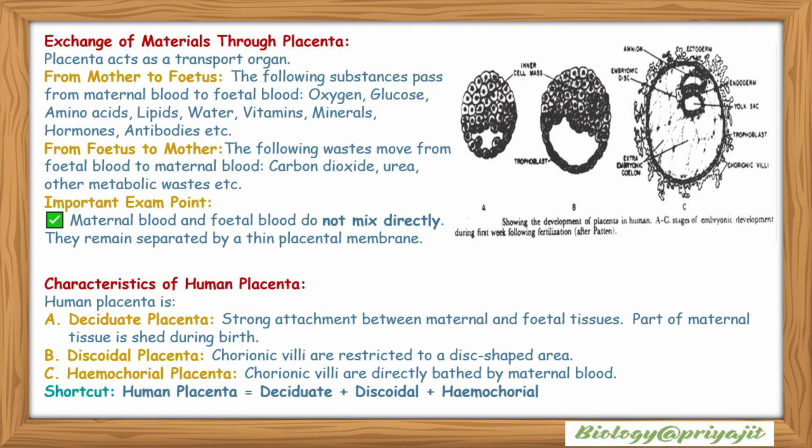Characteristics of human placenta: human placenta is deciduate placenta, with strong attachment between maternal and fetal tissues; part of maternal tissue is shed during birth. Discoidal placenta: chorionic villi are restricted to a disc-shaped area. Hemochorial placenta: chorionic villi are directly bathed by maternal blood. So shortcut: human placenta is equal to deciduate plus discoidal plus hemochorial.